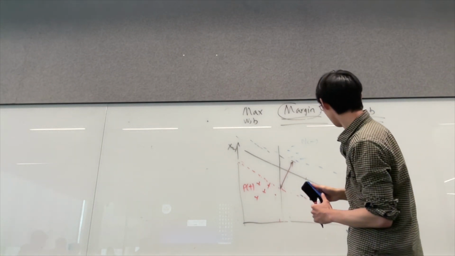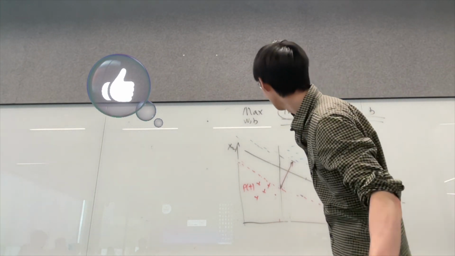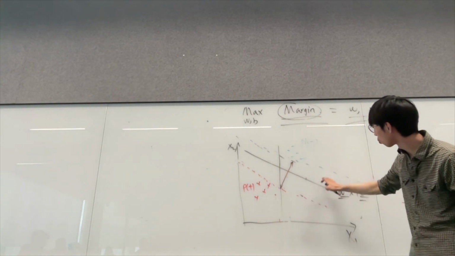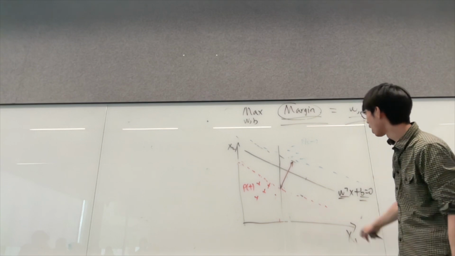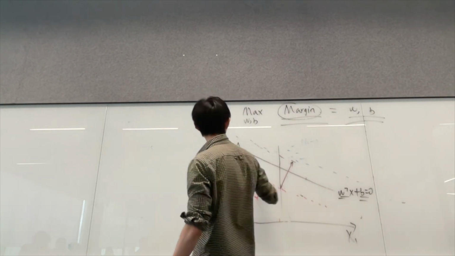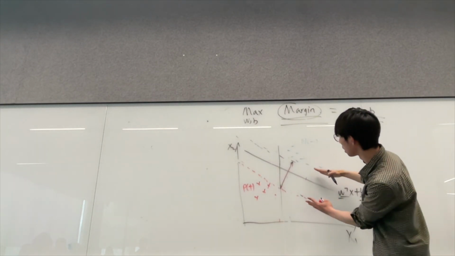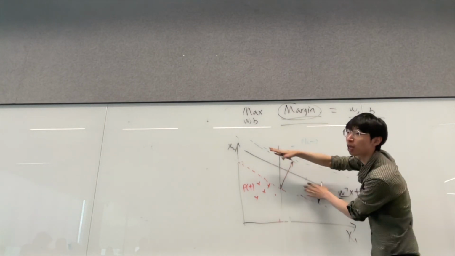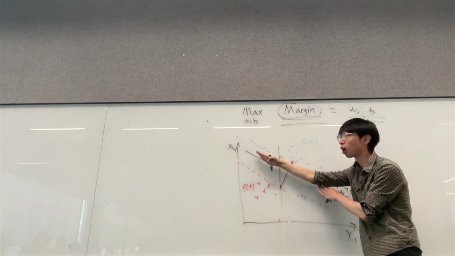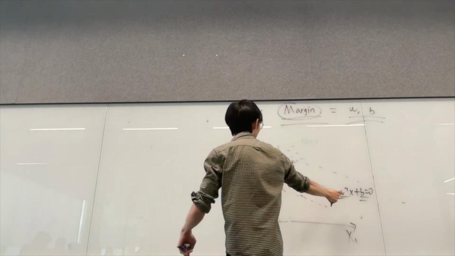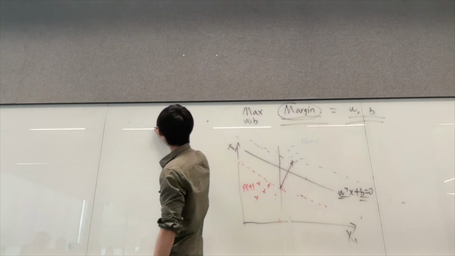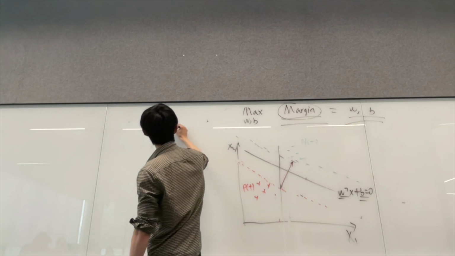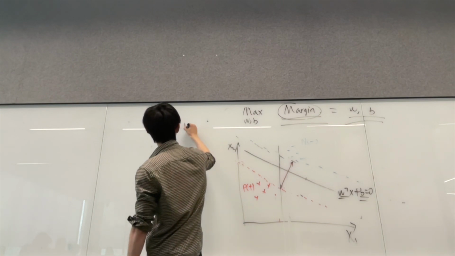How can we do that? Firstly, let's find these two lines. Let's define these two lines. They're parallel and also symmetric with respect to this line, right? So we can derive these two lines. Define this line as W transpose x plus b.